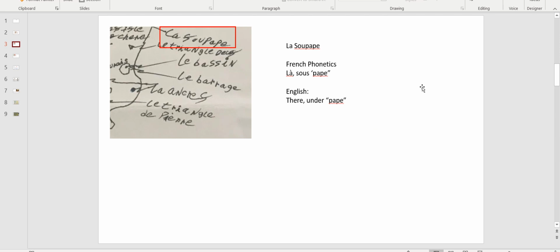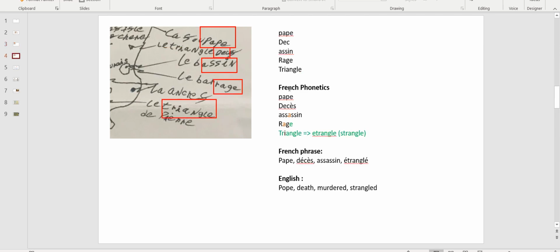And la soupape in phonetics, you can separate, and again, la means there and do something with it. And it says la soupape can be spread into la soupape. In English, there, underneath, pape. And remember le trou sous la trappe or la trappe sous le trou? I was inverting and putting things underneath. And what do I find underneath pape? I find the following interesting set of letters for my riddle.